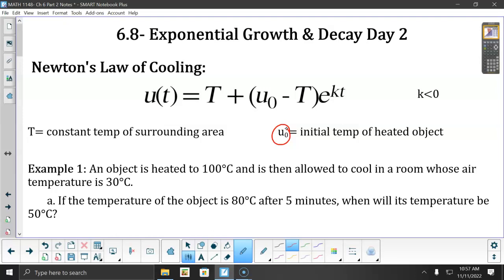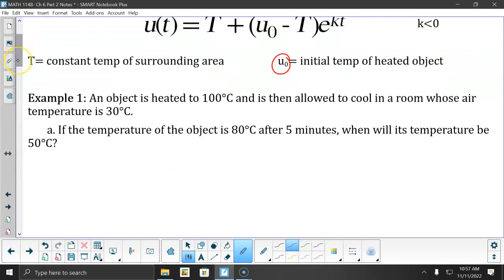All right, so I am given that I've got an object heated up to 100 degrees Celsius. So if you want, you can think of it like the 3D printer, because that back there is currently running at 195 degrees Celsius. All right, it's heated, and then it's going to be allowed to cool in a room where the temperature in the air is 30 degrees Celsius. All right, so the 100 is my initial temp, and then this is going to be the constant temperature of the surrounding area.